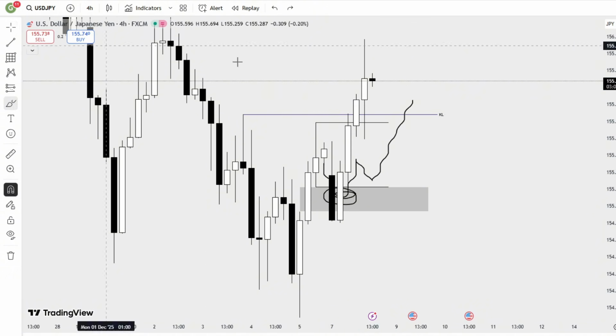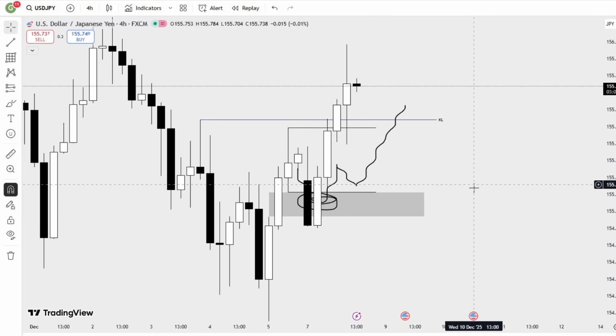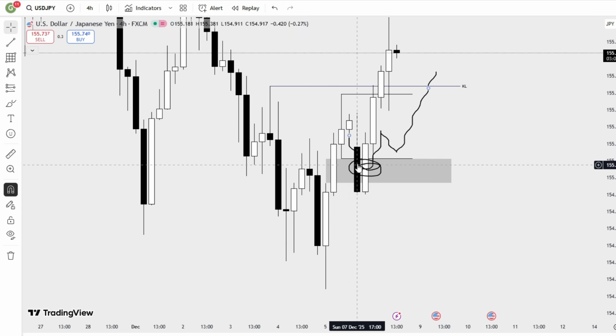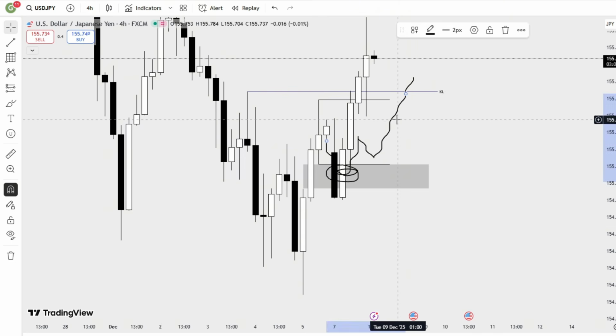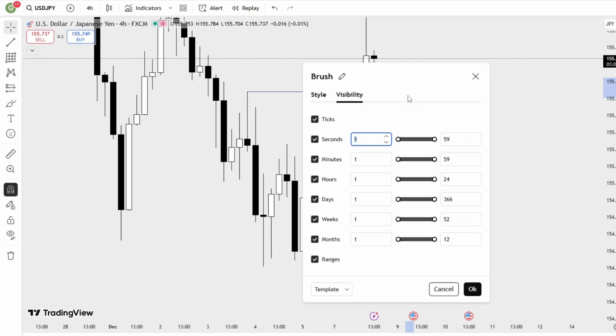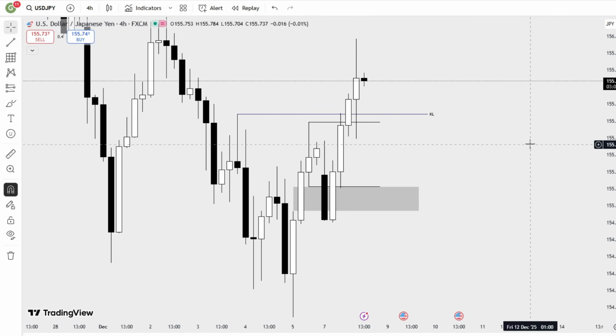So what are we going to do here? We're going to talk about entry models, because this is a clear and valid entry for us. But how can we enter in this type of trade? And I'm going to explain to you guys.